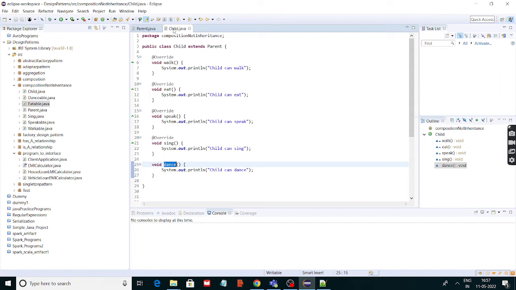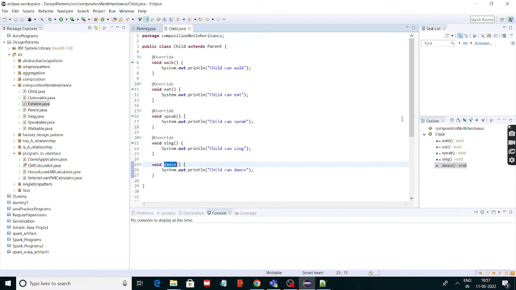This is the problem with inheritance, because whatever properties the parent possesses, the child must possess. And even the child is free to add its own properties, which the parent need not adopt. So it is not exactly an is-a relationship in this case, even though it seems to be.